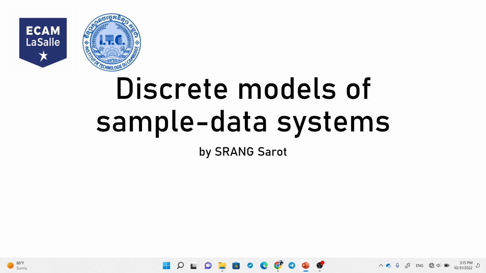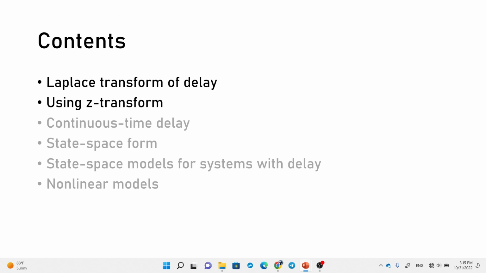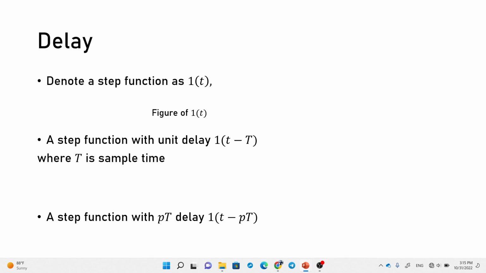The lecture that I will be covering today is discrete models of sampled data systems. There are a few points for today. I will begin with Laplace transform of delay. First, let's take a look at the step function.